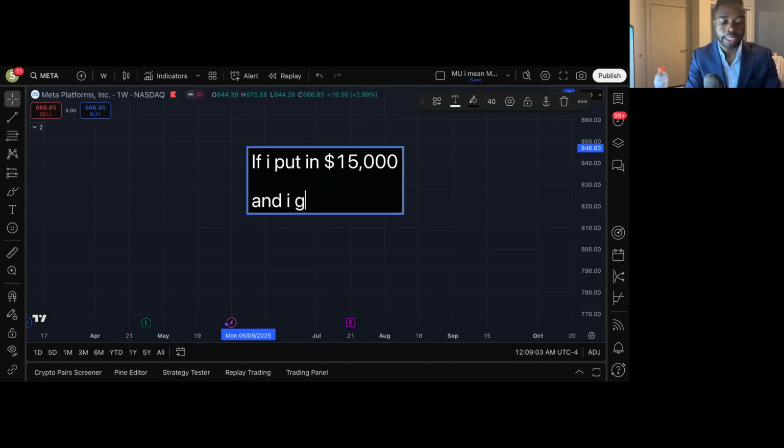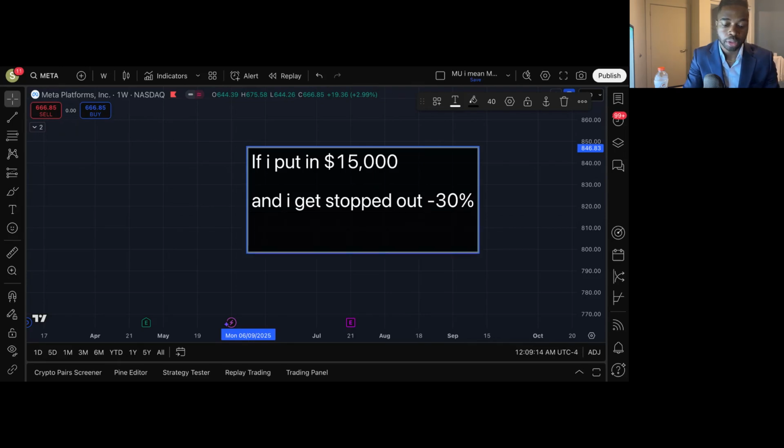So if I put in $15,000 and I get stopped out, and let's say it hits that area on the chart, and now I'm down negative 30%. Well, negative 30%, you just lost $5,000. Now, we're talking in percentage and dollar amounts. I don't care how much you have in your account. I don't care how much you're trading with, but you need to understand what is significant to you.